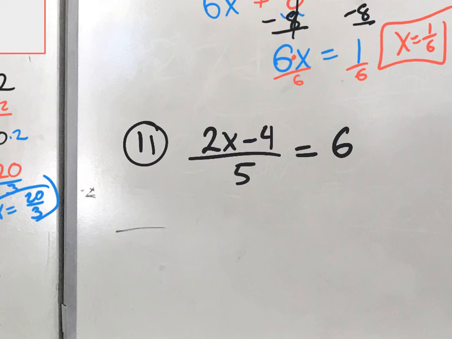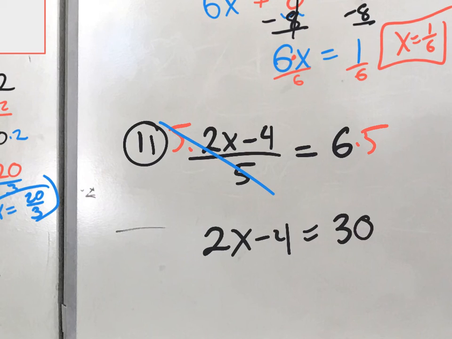On this problem, we have one giant fraction. So we need to get rid of that one giant fraction by multiplying both sides by what? 5. So put a times 5, a times 5. The 5's cancel. There's your problem. 2x minus 4 equals 30.